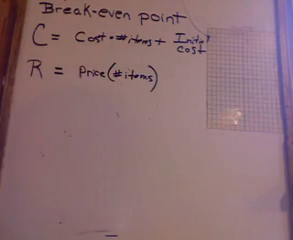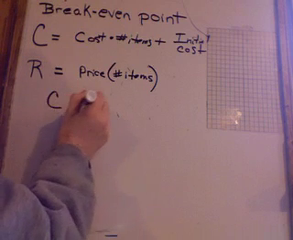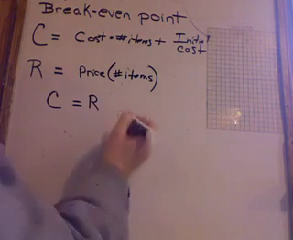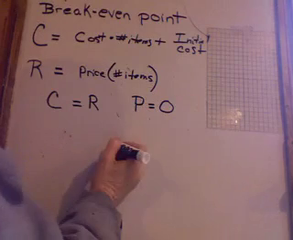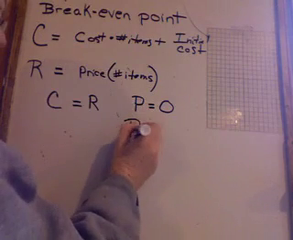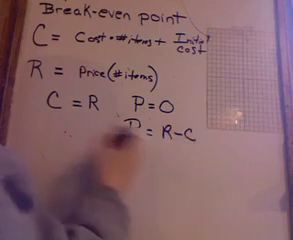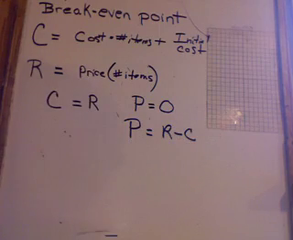Now, the break-even point is the point where the cost equals the revenue. Or, another way to think of it is when the profit is exactly zero, or when the profit equals the revenue minus the cost. When those two are equal, revenue minus cost is zero.